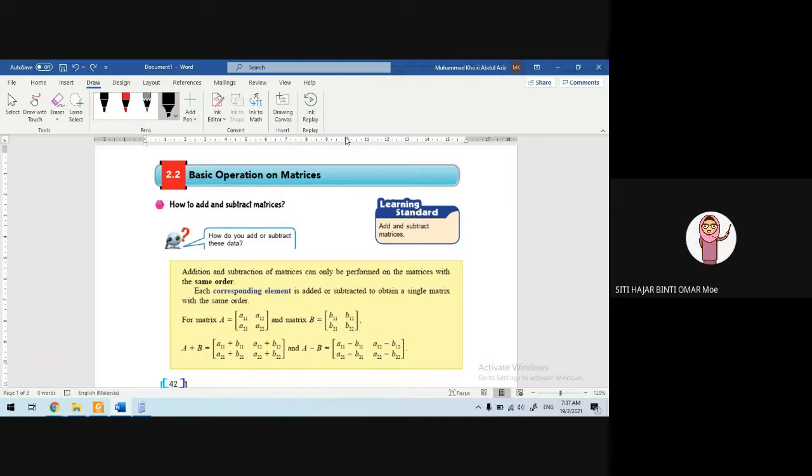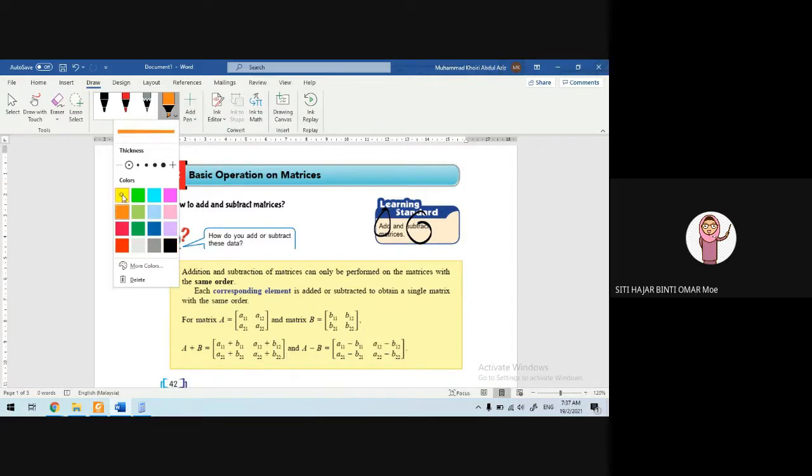Okay, today we will learn about basic operations on matrices. For today's lesson, you will learn to add and subtract matrices. First thing, you have to make sure the matrices have the same order. Make sure the matrices have the same order, and then you will add and subtract. If they are not in the same order, the matrices cannot be added or subtracted.